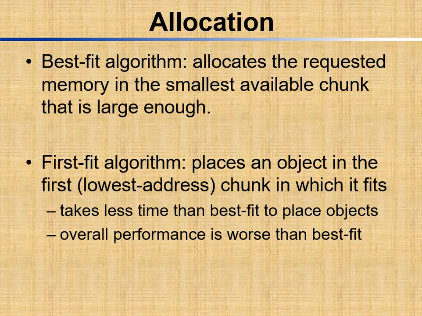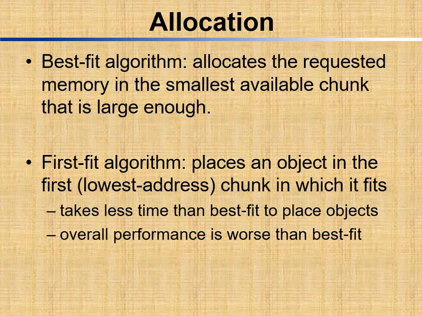Here we will see allocation in the heap, the best fit algorithm and the first fit algorithm. The best fit algorithm allocates the requested memory in the smallest available chunk that is large enough, while the first fit algorithm places an object in the first chunk in which it fits, where first means the lowest address. It takes less time than best fit to place objects, but overall performance is worse than best fit.